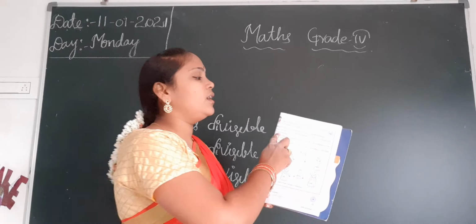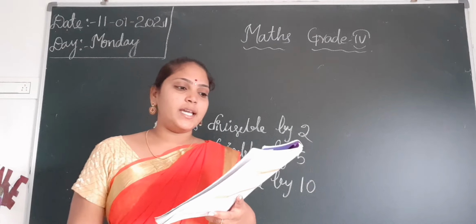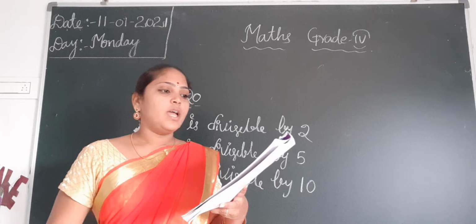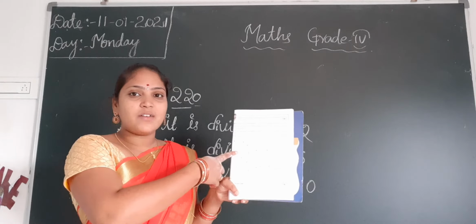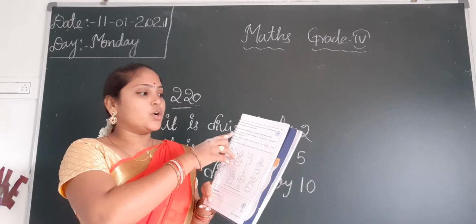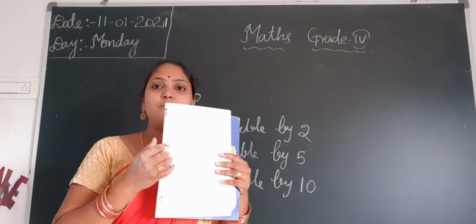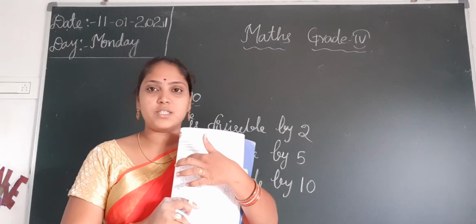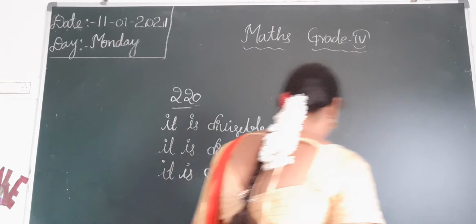Everyone read the first clue here, children. Anyone wearing a number divisible by 2, 5 and 10 is a king or queen. So is he a king or queen? He is a giant, so he is the king. So color them in red. Everyone color the first picture in red color, children. Like that you have to complete.